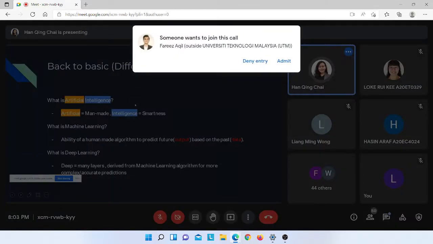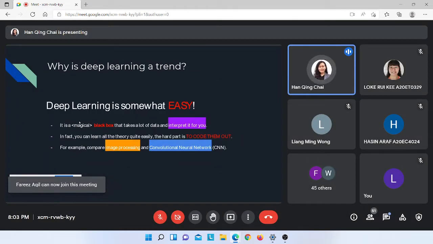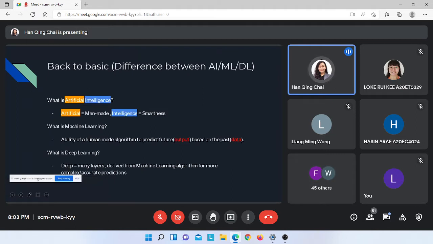Okay, here comes the basics. Why is it called that? When we hear the word artificial, we already know that it's related to something man-made, and intelligence means smartness. So artificial here actually means man-made smartness.